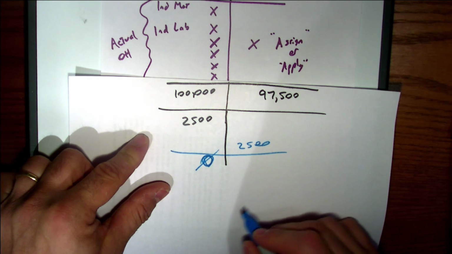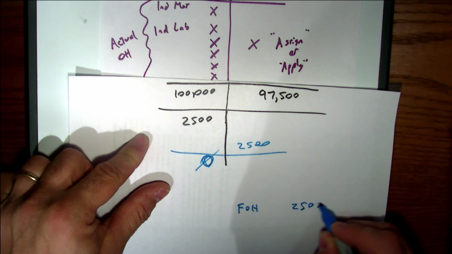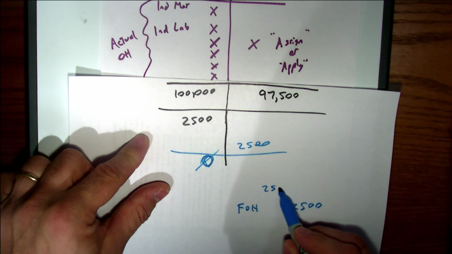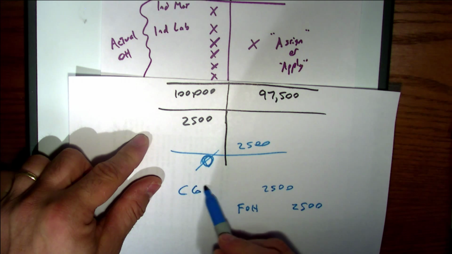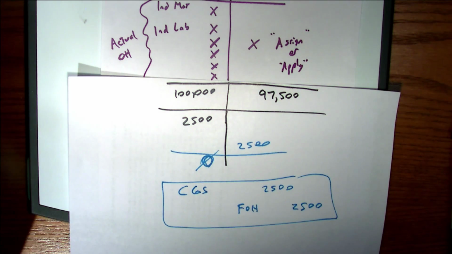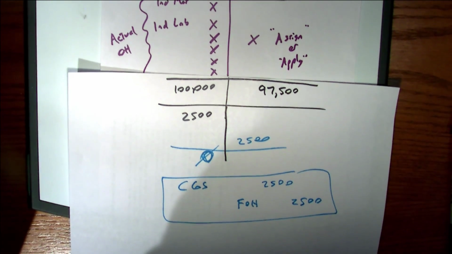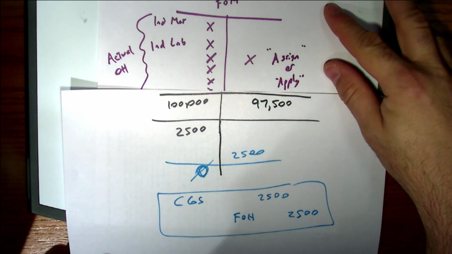We have to credit factory overhead for $2,500. And what do you think we debit? Cost of goods sold. We debit cost of goods sold. So this is the journal entry that you would make. That'd be like an adjusting journal entry at the end of the period to kind of true up factory overhead. Does that make sense? Okay.